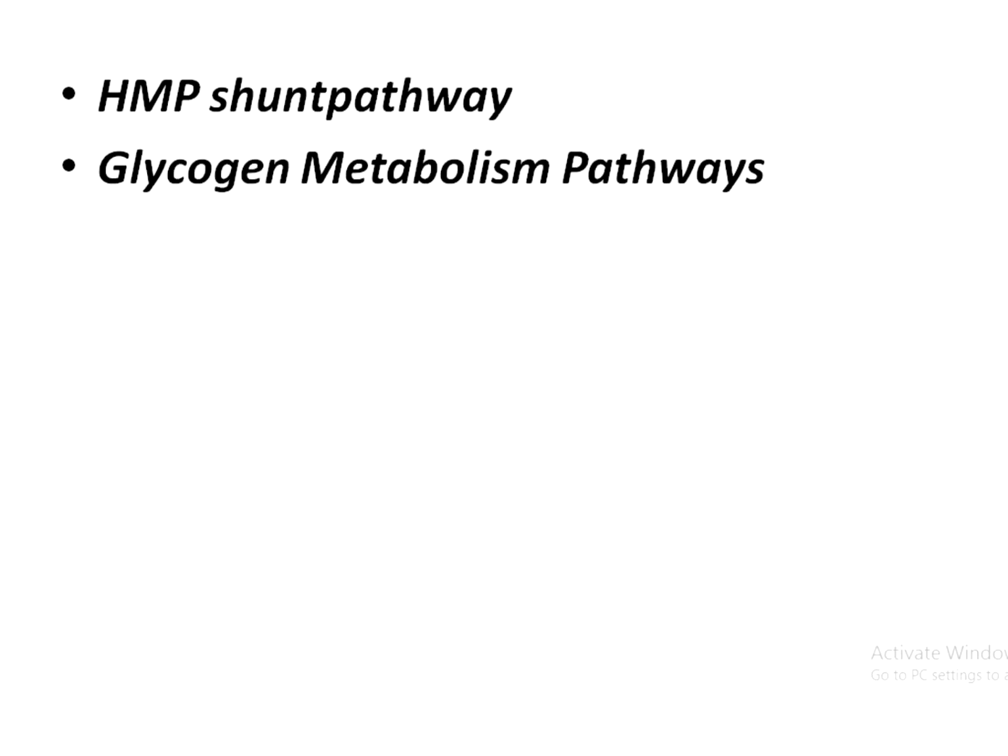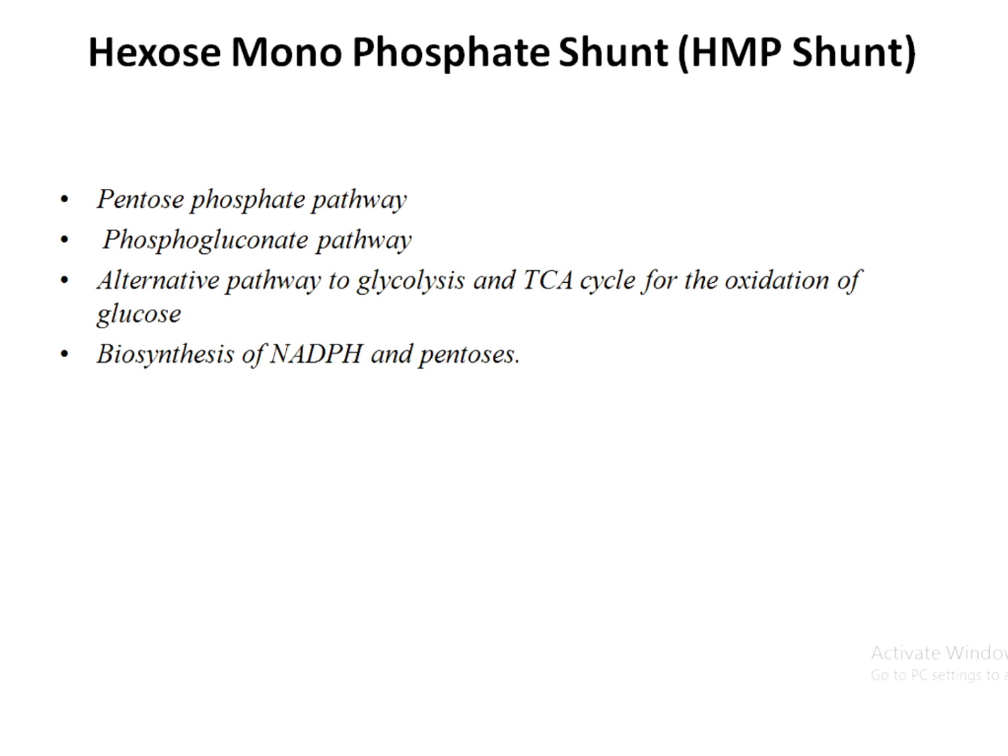Today we will be discussing two pathways, that is the HMP shunt pathway and glycogen metabolism pathways. So let's begin. Hexose monophosphate shunt, that is the HMP shunt pathway.